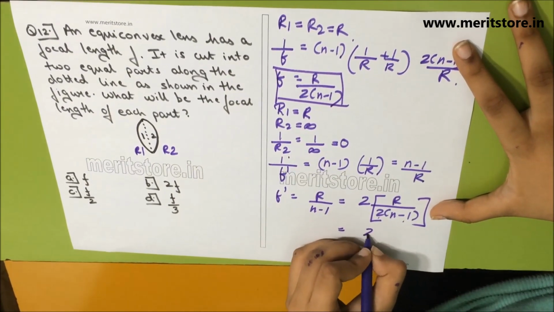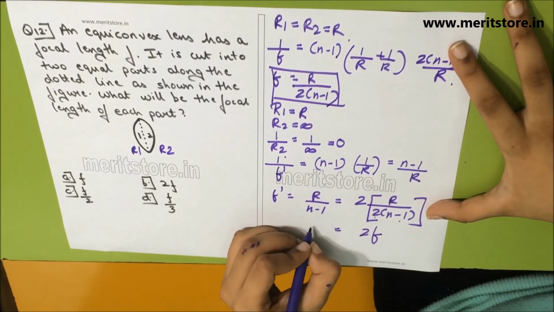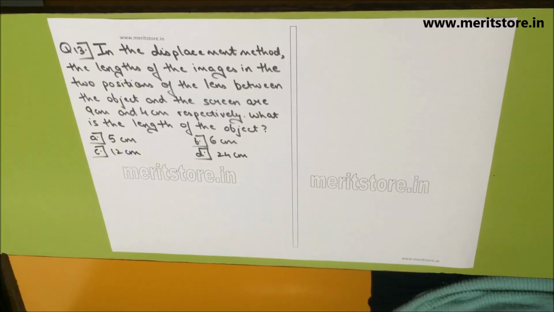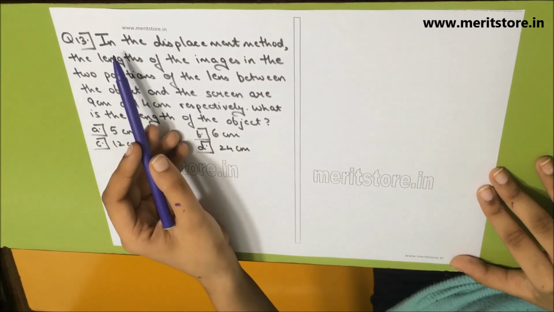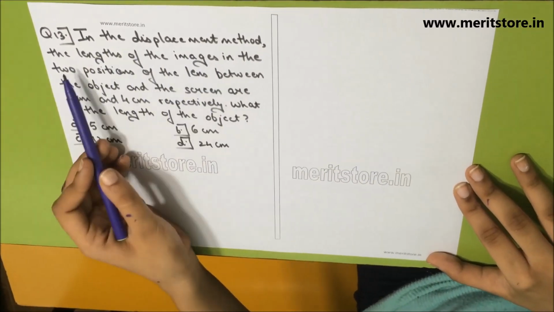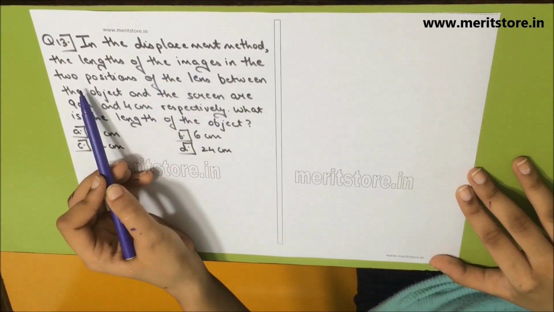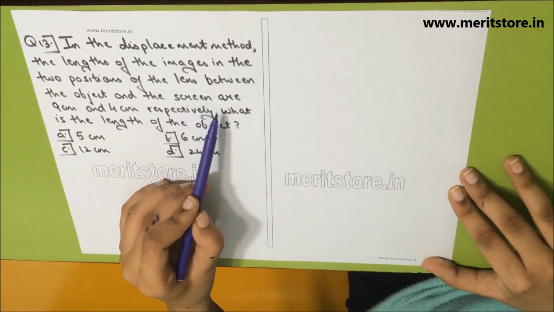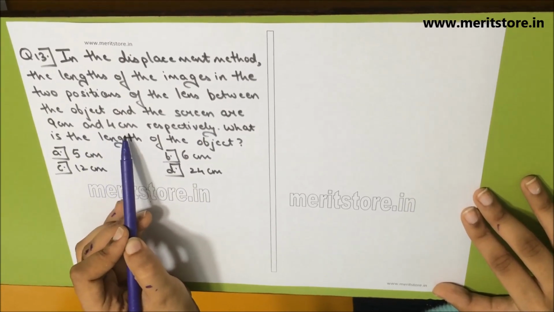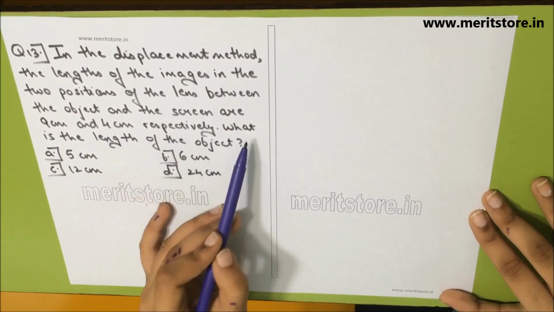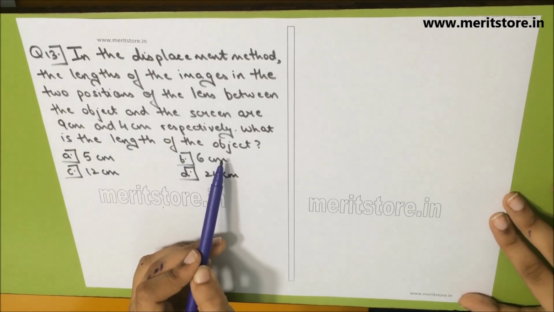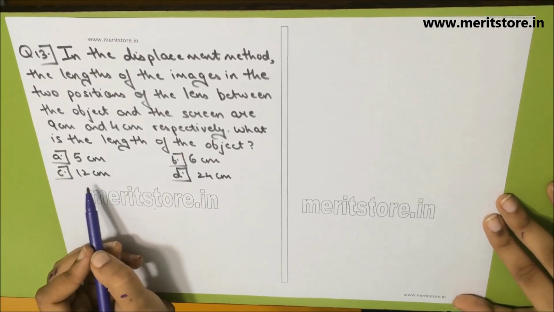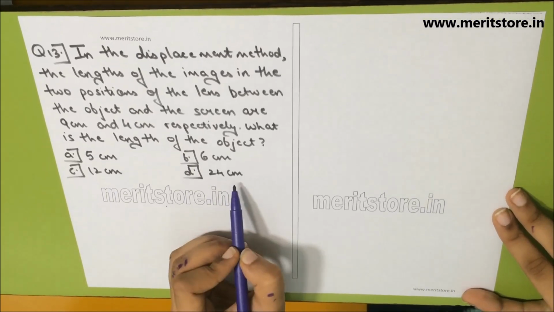So which is equals to 2f. Therefore f dash is 2f. Option B. Question 13. In the displacement method, the lengths of the images in two positions of the lens between the object and the screen are 9 cm and 4 cm respectively. What is the length of the object? A 5 cm, B 6 cm, C 12 cm, D 24 cm.